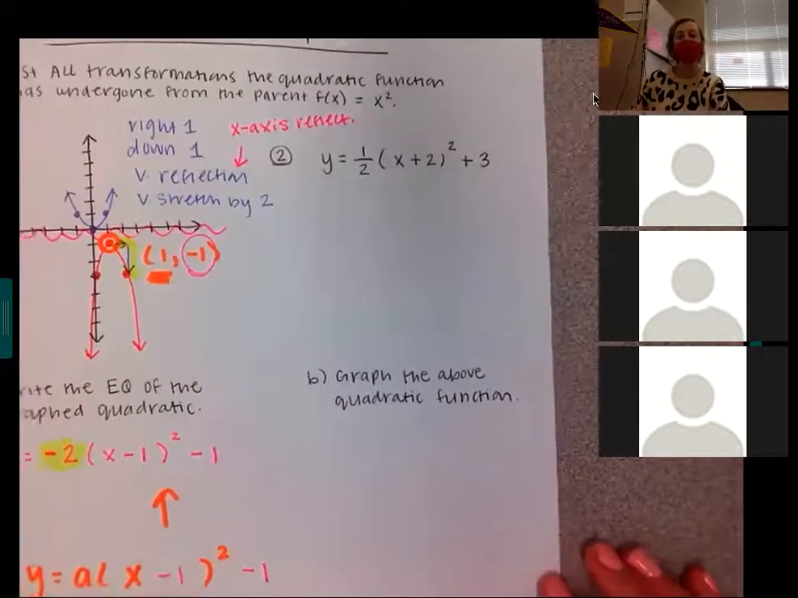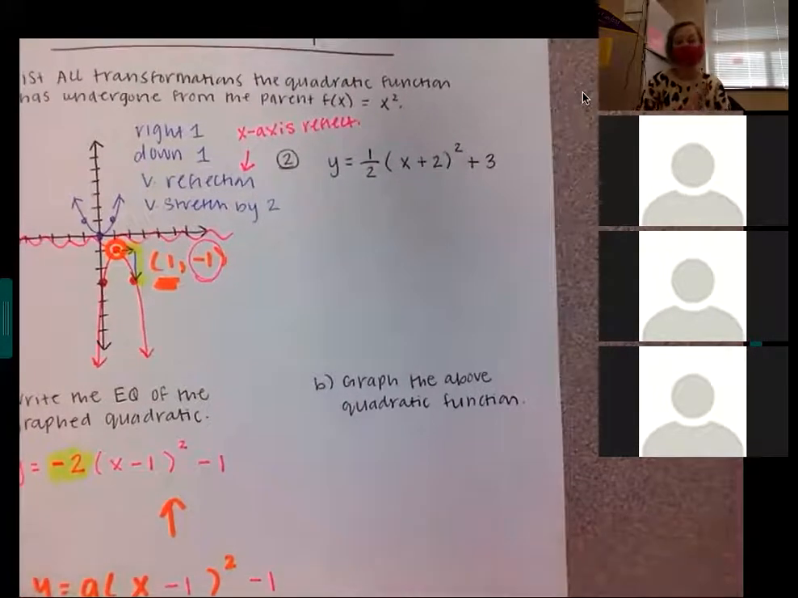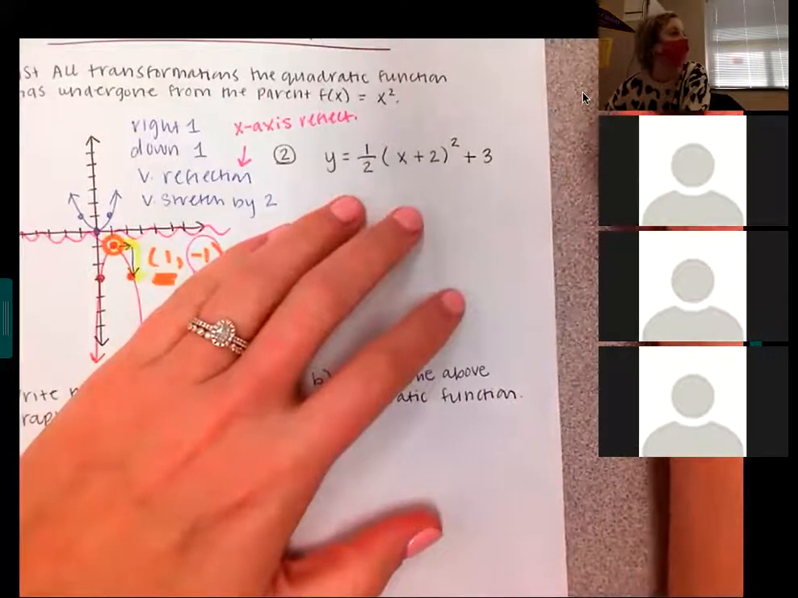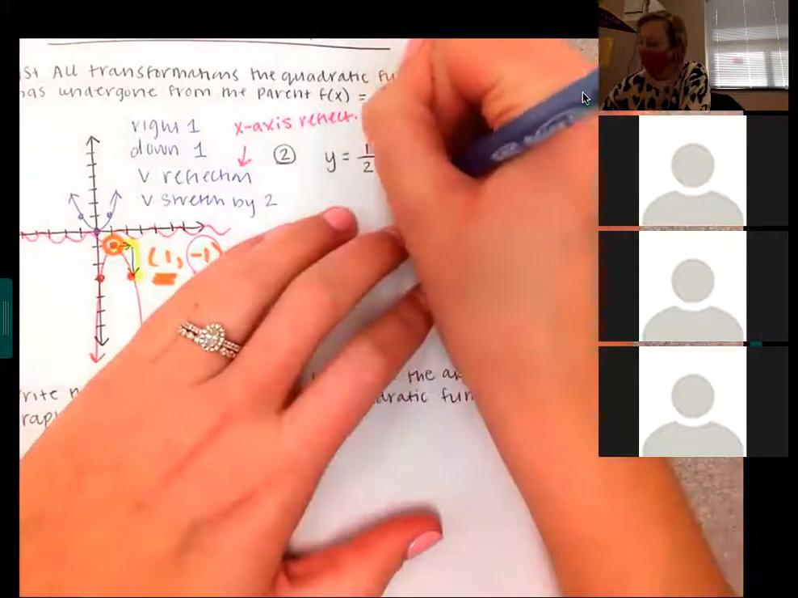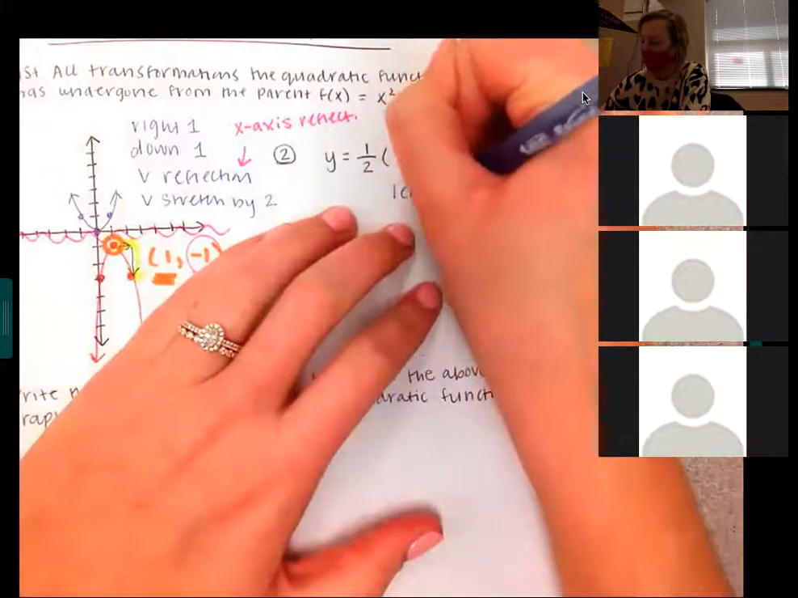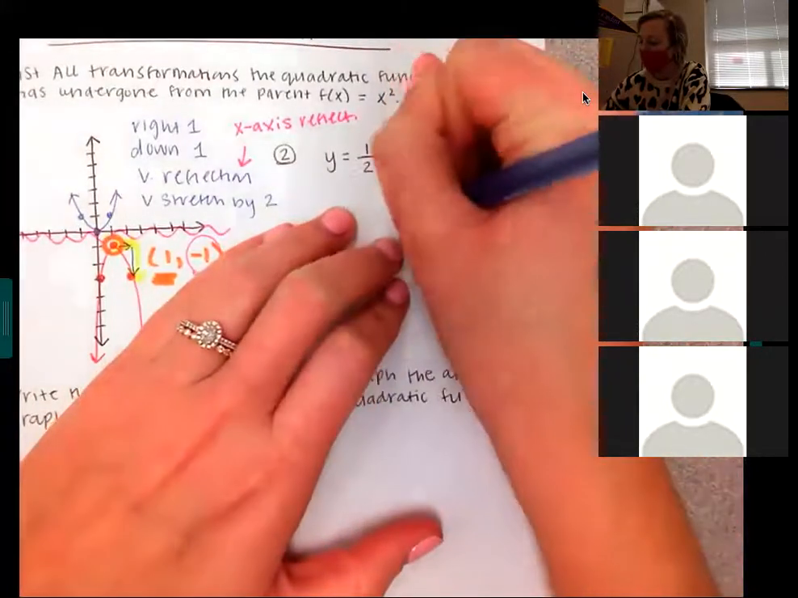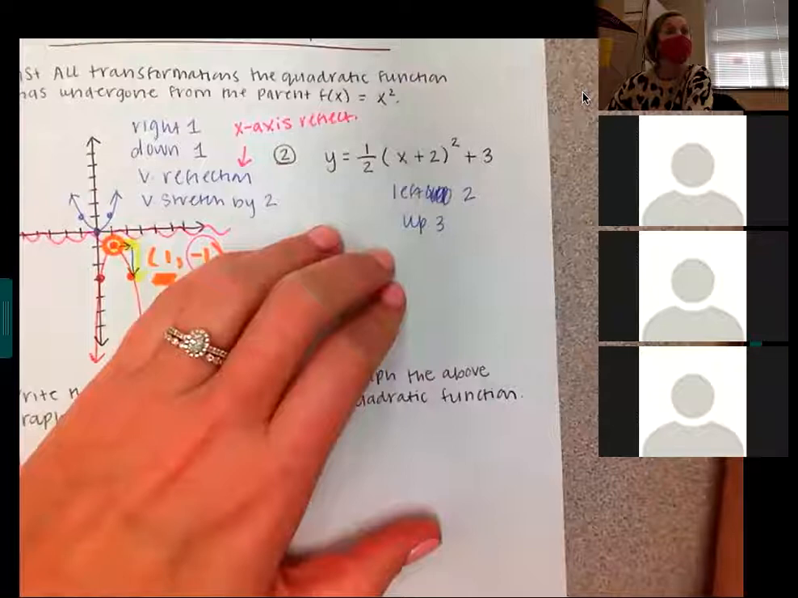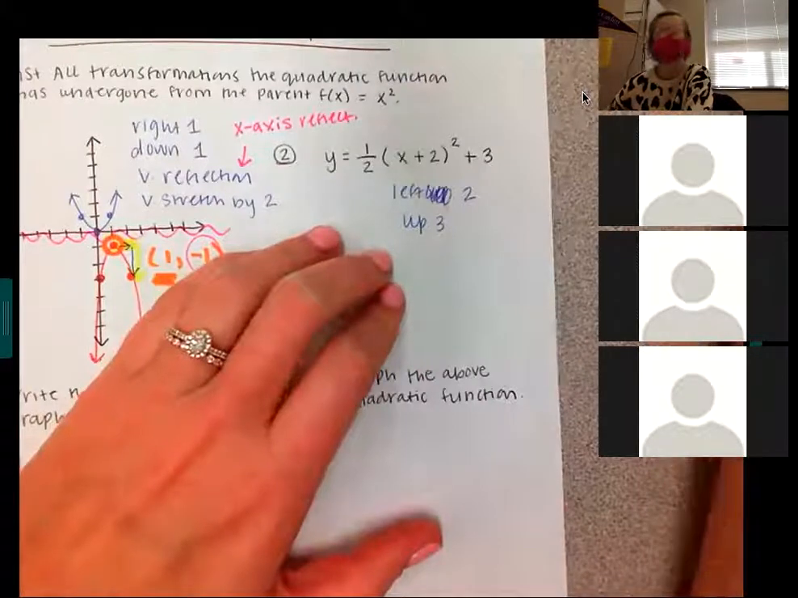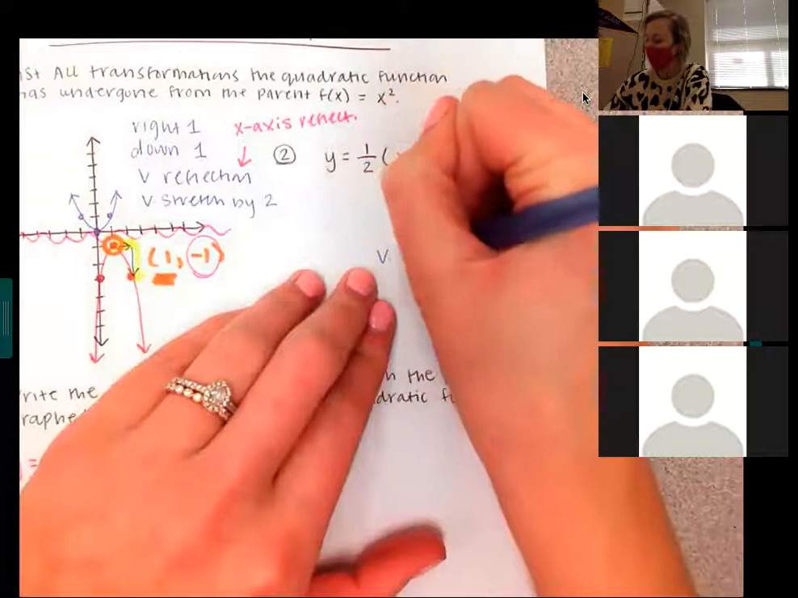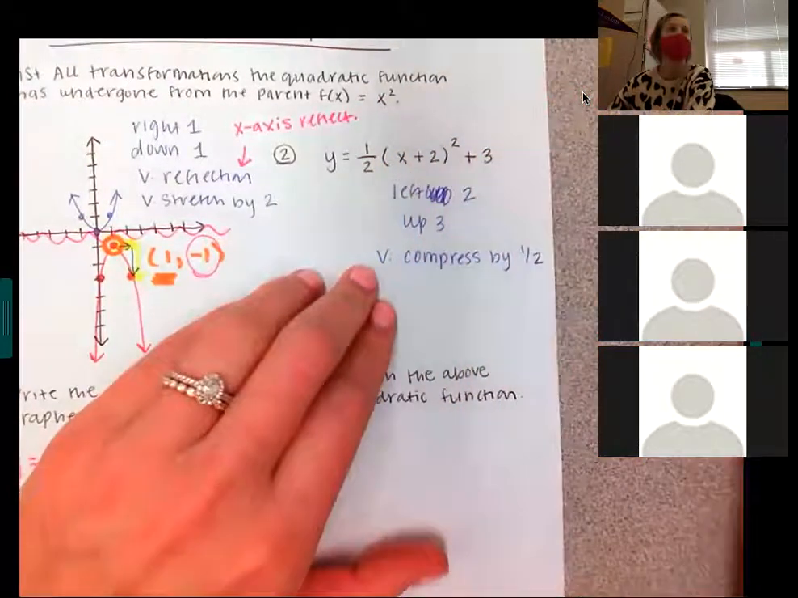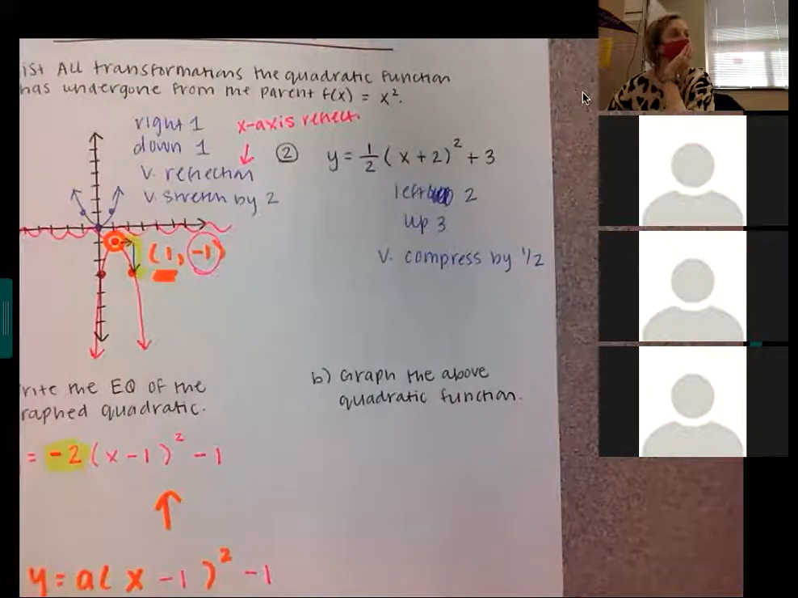Okay, so for number 2, list the transformations. What did y'all say? What do we got for number 2? Look at the equation. What are the transformations? Left 2, up 3. Okay. Oh my God, I just wrote left up. Left 2, up 3. Close. There we go. Good. Very good, Jaden. Vertical compression by 1/2. Good job, y'all.